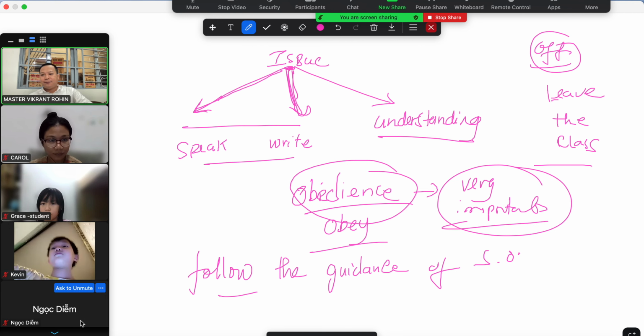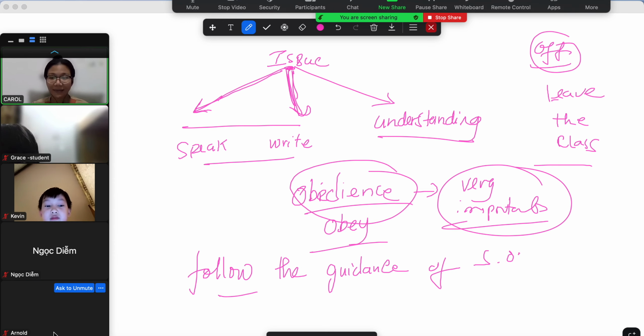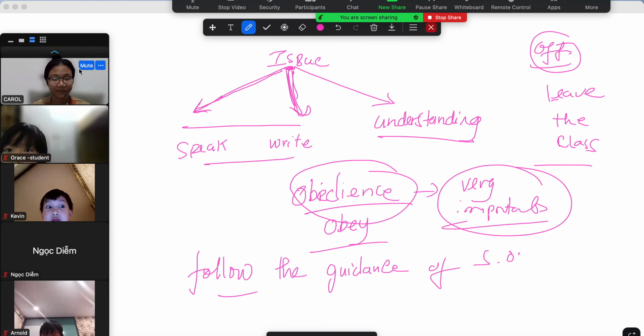Kevin. Kevin, con mở camera lên được không? Already.